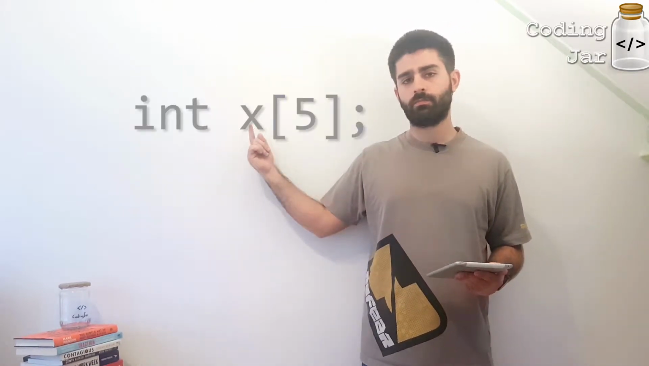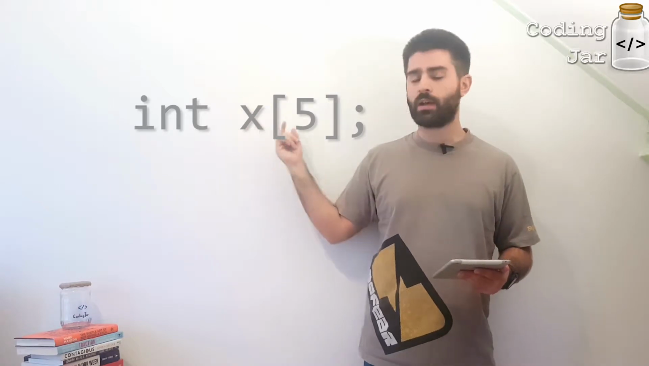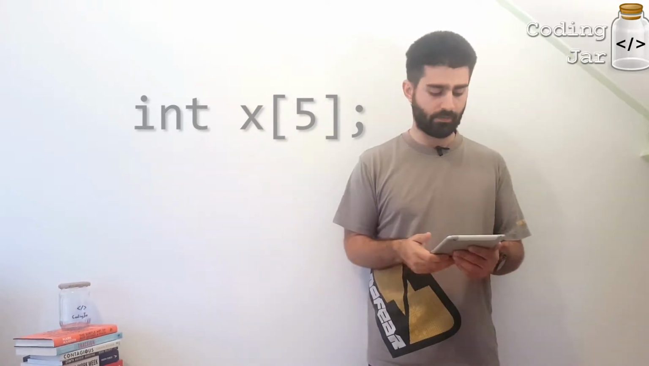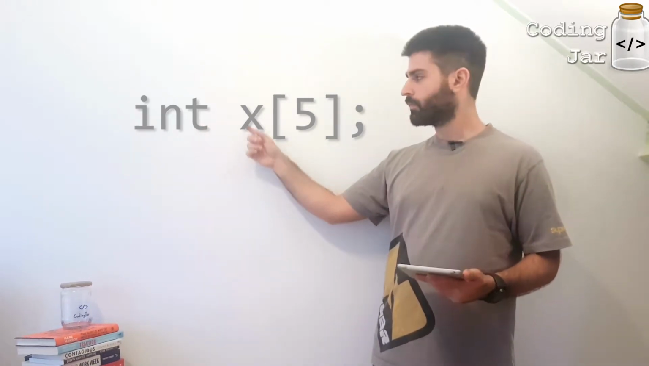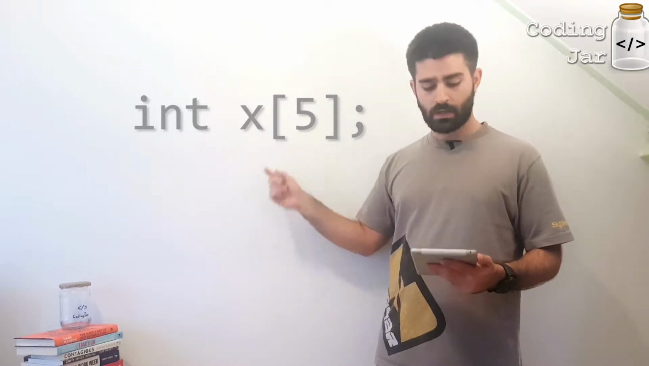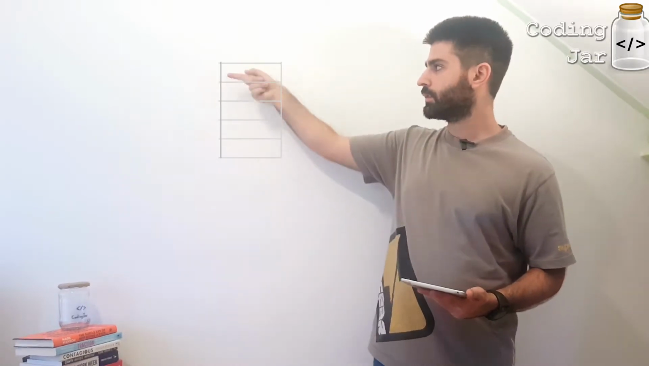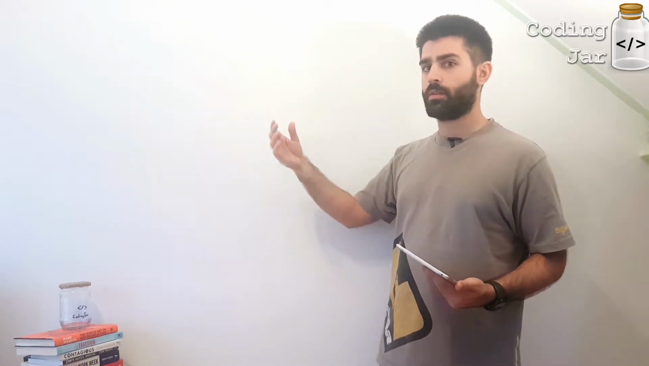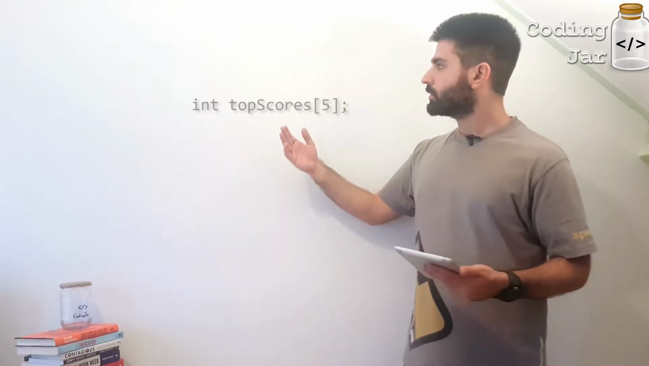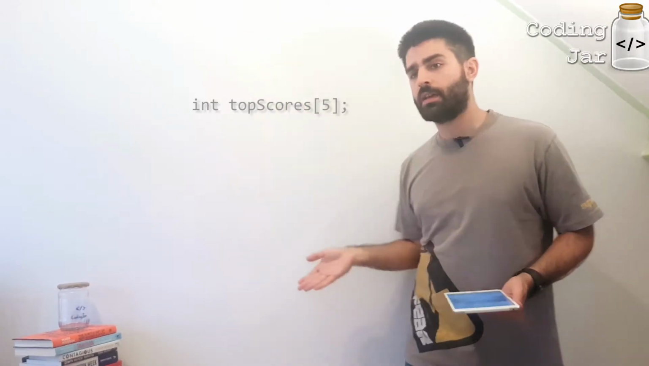The general rule about how to declare an array is this: int, x, brackets, and the number. So let's say 5. So the idea is variable type, variable name, brackets, and the size of the array. This 5 means we have 1, 2, 3, 4, 5 cells. For some reason you want to have 5 grouped integers together, which we will be calling an array. These 5 integers could be the top scores of a game, for instance. And you want to start putting the data into it.